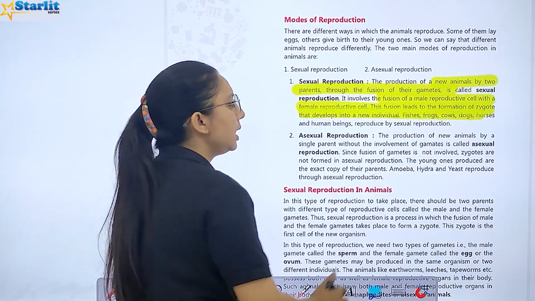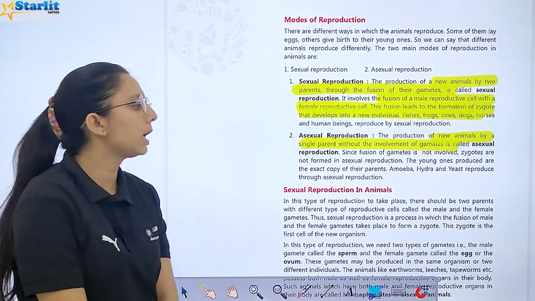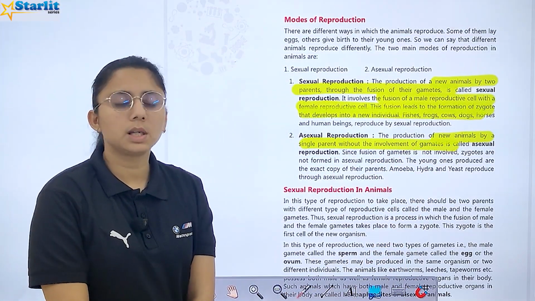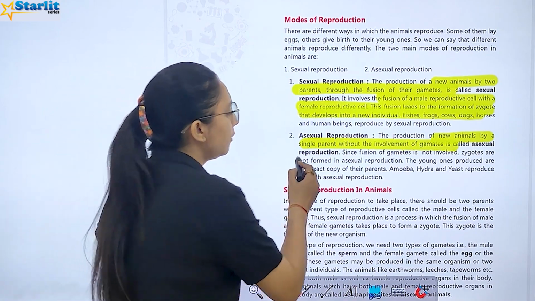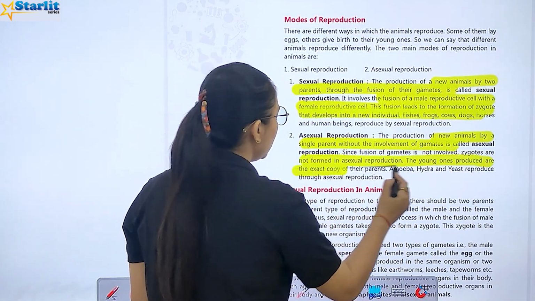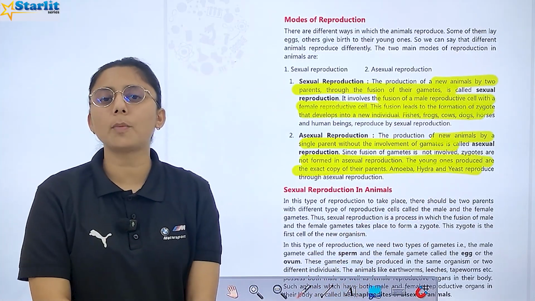Then we have asexual reproduction, in which a new individual is produced by a single parent without involvement of gametes. Since fusion of gametes is not involved, zygotes are not formed in asexual reproduction. Young ones produced are exact copies of their parent. जो भी young one produce होगा वो exact copy होगा अपने parent.